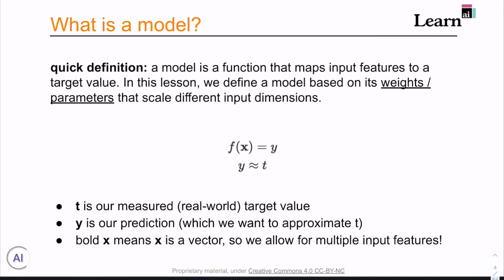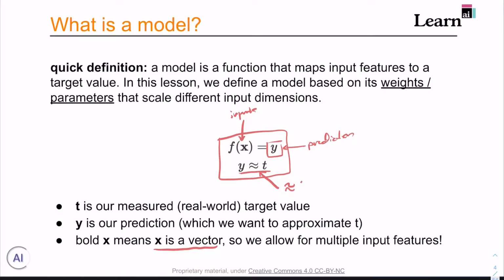So in this thing here, we have x, right? And those are our inputs. X is bold because x could be a vector, meaning we have multiple input variables. Y is our prediction. And a model is good when its prediction matches the target or approximates the target, right? We want it to approximate the target.